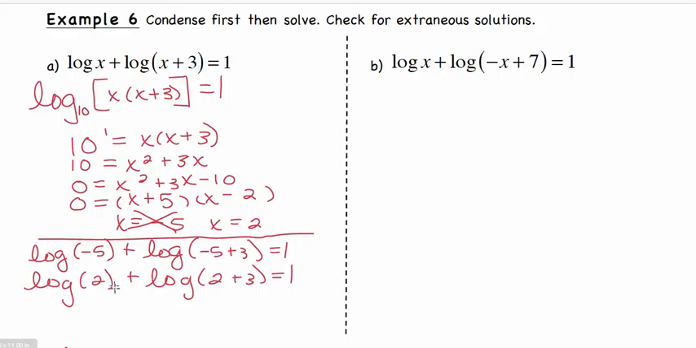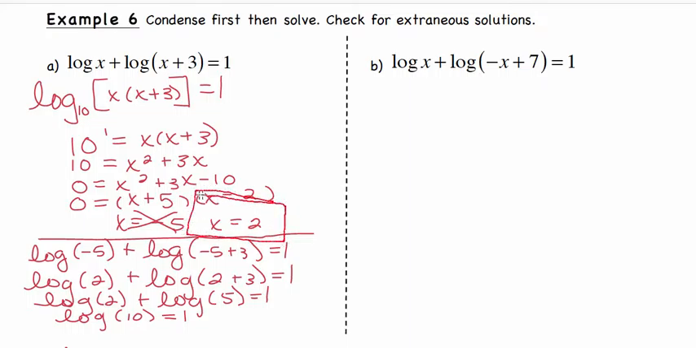And then you can just put it in your calculator, or you can continue to clean it up by hand. If I just do this by hand, and double check, log of 2 plus log of 5 is log of 2 times 5, which is 10. And log base 10 of 10 is equal to 1. So the 2 checks out and is a solution. Or you could just put this in your calculator real quickly and see if you get 1 as an answer. All right, let's go ahead and do the next one.